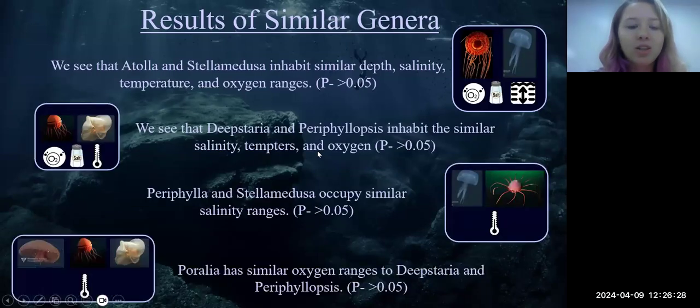This is not particularly to do with R anymore, but the results of my personal research is that we saw that Atolla and Stella Medusa inhabit similar depth, salinity, temperature, and oxygen ranges. So they had very similar environments, whereas Deepsteria and Paraphilopsis also inhabited similar salinity, temperature, and oxygen ranges. So our Periphylla and Stella Medusa occupied similar salinity ranges, but not any other ranges, and our Paralia had similar oxygen ranges to Deepsteria and Paraphilopsis.